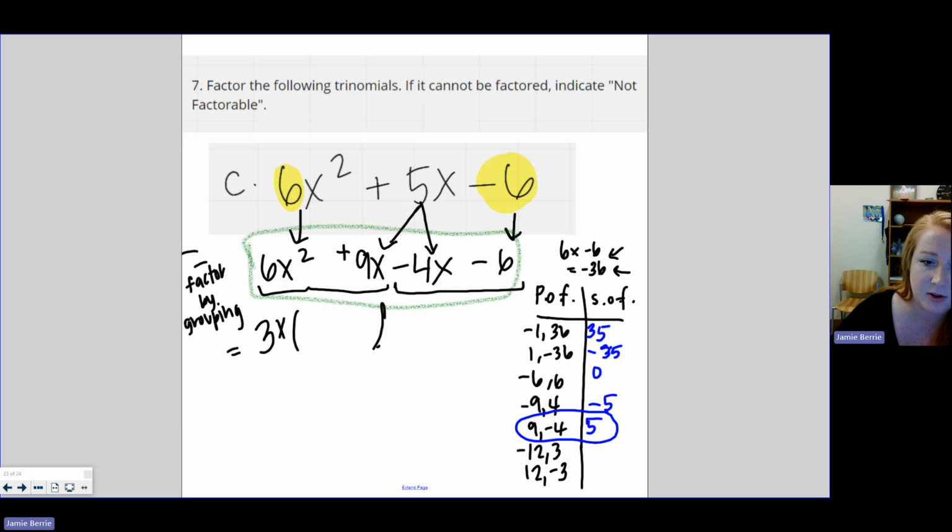6 divided by 3 is 2. 2 x's take away 1 x, that leaves us with an x. 9 divided by 3 is positive 3. X, take away x, the x's are gone. Now we're going to look at the second group. Minus 4x minus 6.